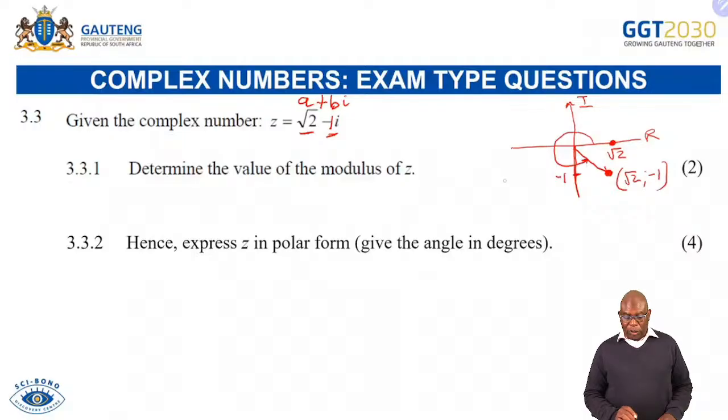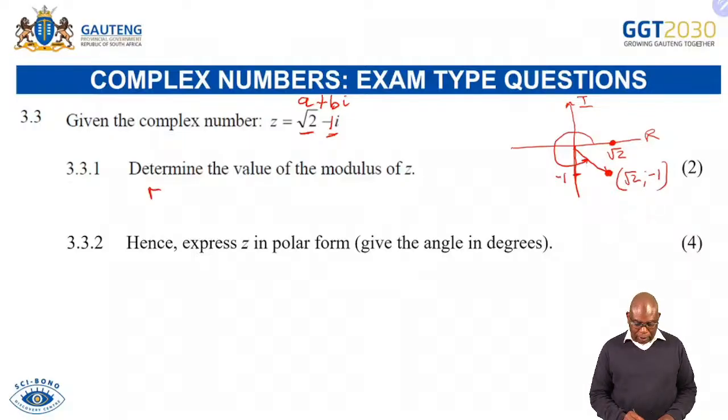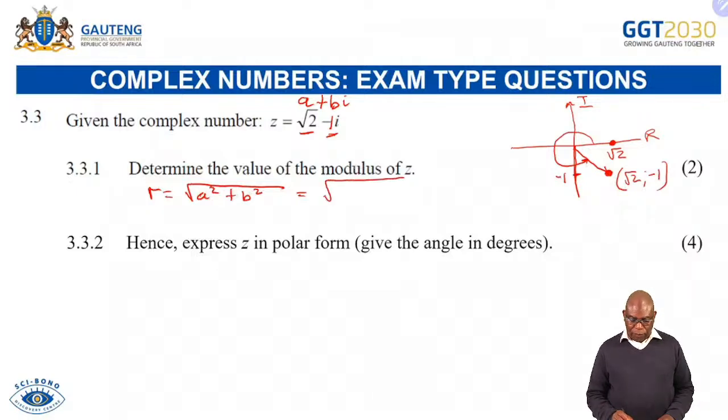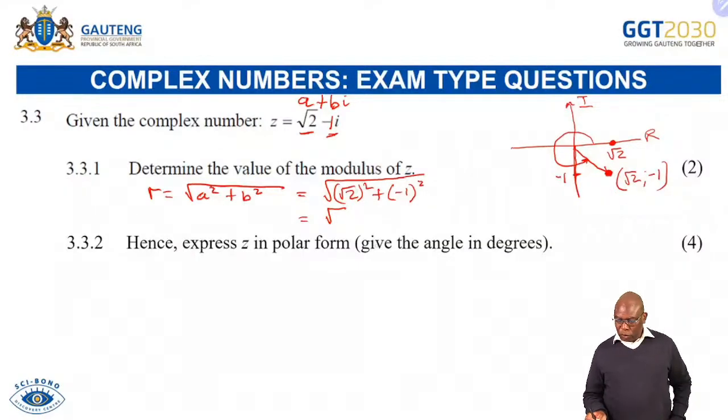Now, the first question says determine the value of the modulus. So the modulus is r. It's equal to the square root of a squared plus b squared. So that is going to be the square root of my a, which is square root of 2, squared, plus my b, which is -1, squared. So the answer I get there will be the square root of, this is 4 plus 1, so that should be 5.